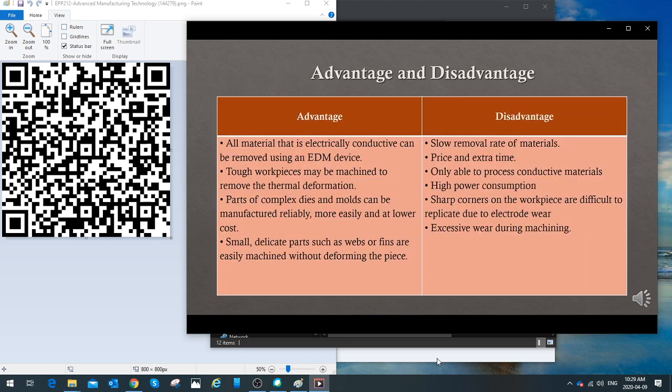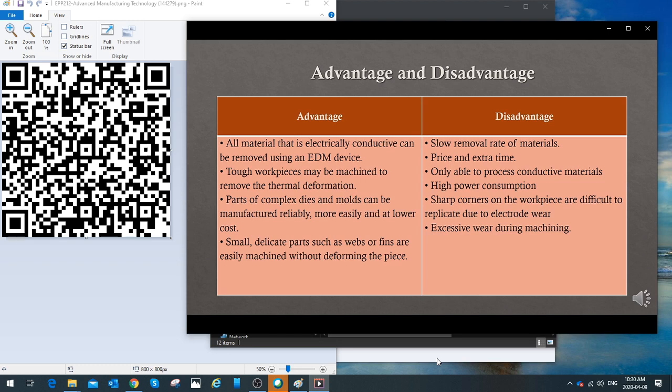For advantages, all material that is electrically conductive can be removed using an EDM device. Tough workpieces may be machined to remove the thermal deformation. Parts of complex dies and molds can be manufactured reliably, more easily, and at lower cost. Small delicate parts such as webs or fins are easily machined without deforming the piece.